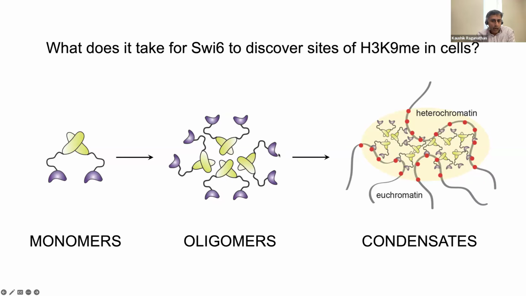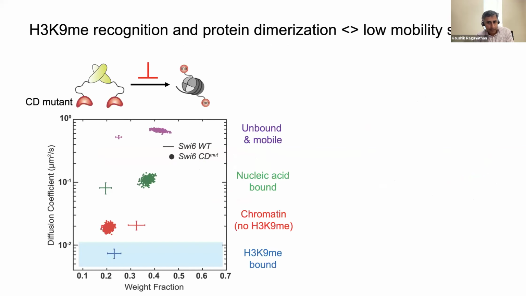Okay, so now what we don't know though is how many Swi6 molecules it actually takes to discover sites of H3K9 methylation inside cells. The fact that we knew what the different diffusion coefficients actually map to means that Swi6 is constantly competing with nucleic acid binding, chromatin sampling states before it actually binds to H3K9 methylation. So our question was quite simple, which is what's the minimal functional unit of Swi6 that is required to bind stably to H3K9 methylation as it undergoes these biophysical transitions from oligomers to condensates.